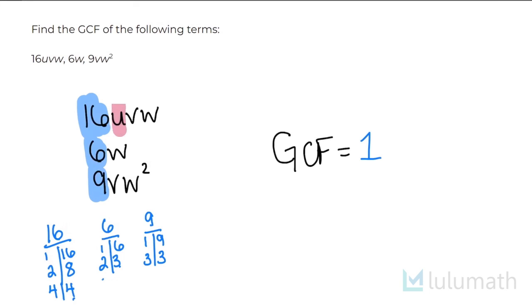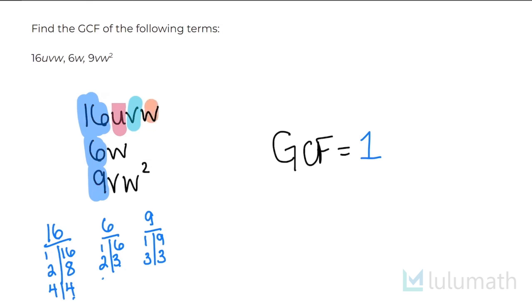So we've got u right here, but there is no u in common with this term or this term, so u is not part of my GCF. It's not in common here, okay? So now let's go ahead and look at our v. So there's a v in common with the first term and this third term, but it's not in common with the second term, so therefore v is not part of my GCF either, okay?